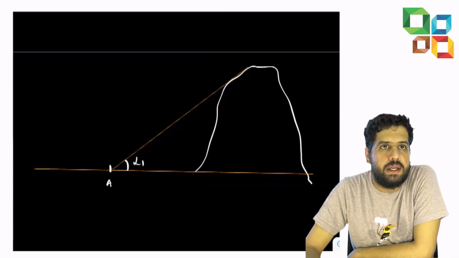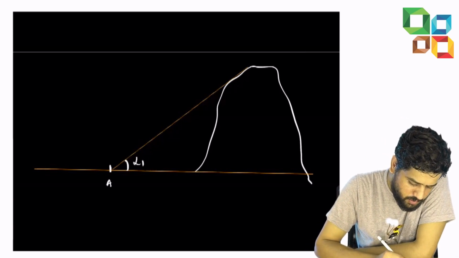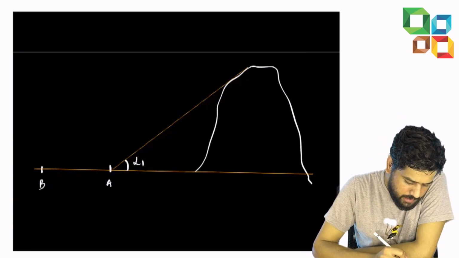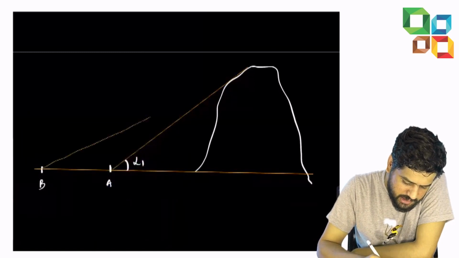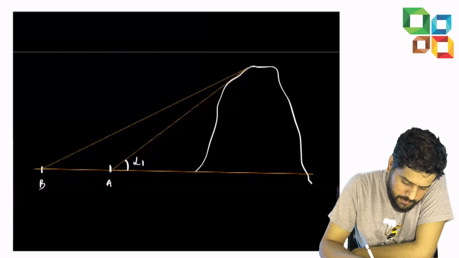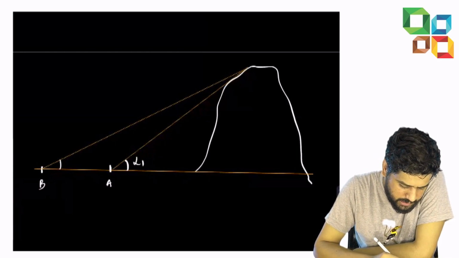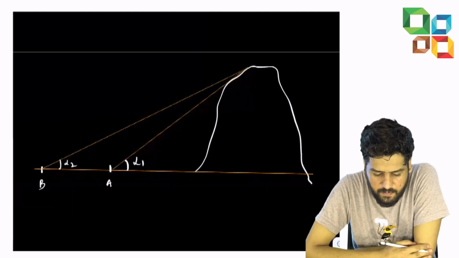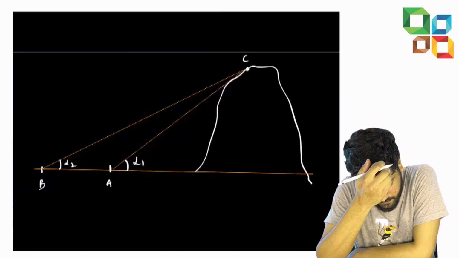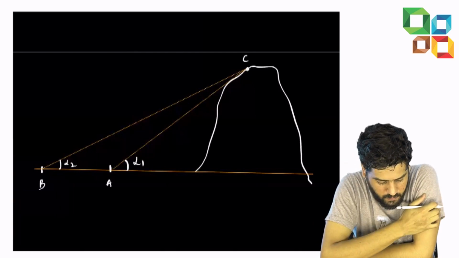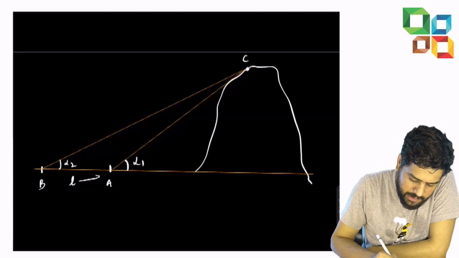Yeah, Karthik, you can continue with what you are saying. So you're suggesting we move somewhere here, maybe, right? And then we measure this angle. Okay, suppose this angle is some other angle, alpha 2. Then what do we do? Then we can measure the length BA. Suppose that is some length L.